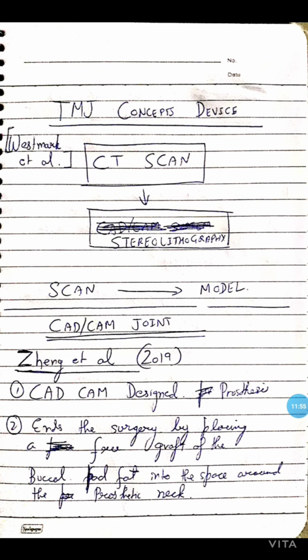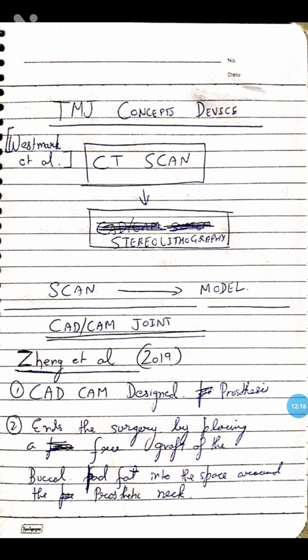Zheng et al. have also published an article in which they've clearly mentioned that most of these TM joint replacement devices, one TM joint replacement device can go as high as $20,000 US. So it's one of the most expensive surgeries that one can get done, as mentioned in literature.